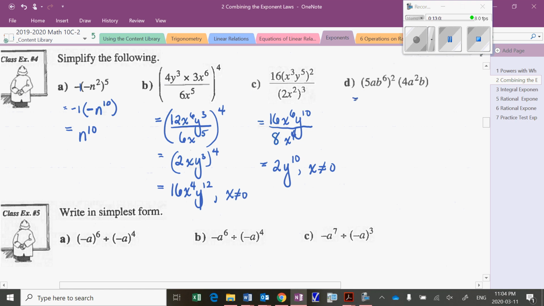Example D, we've got the exponent 2, so that's got to be applied to 5ab to the 6, so that's 5 squared, which is 25, times a squared times b to the 12th, and that is going to be multiplied by 4a squared b. 25 times 4 is lovely at 100, a squared times a squared is a to the 4th, and b to the 12th times b to the 1 is, of course, b to the 13th.